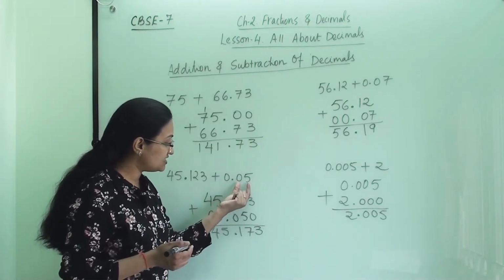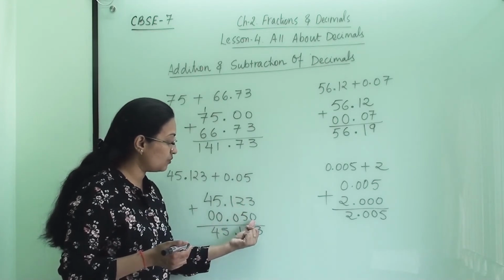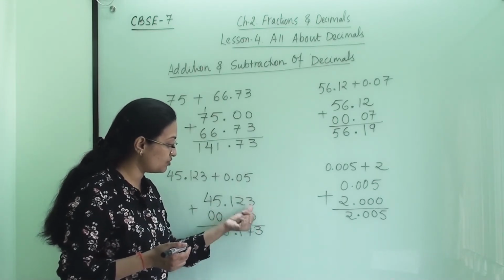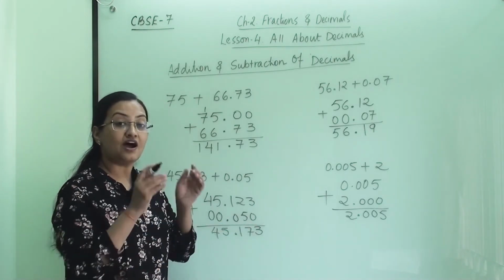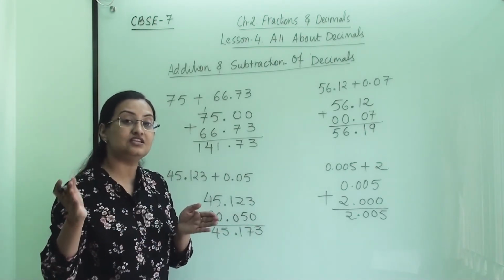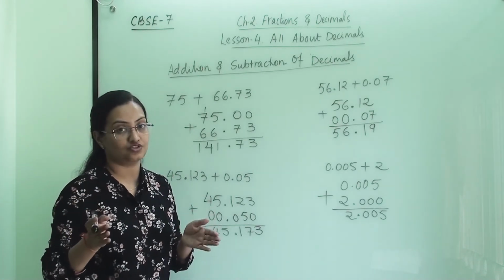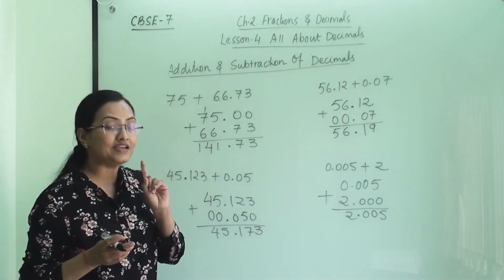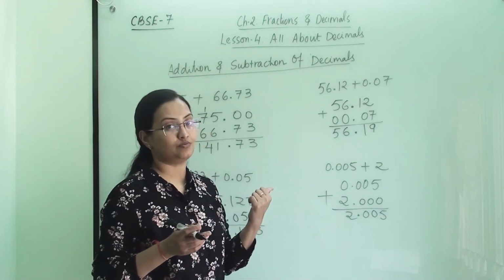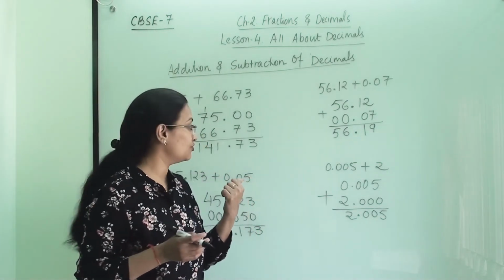0.05 is there. We require one more zero here to match the above number. Right? Because here nothing is there. So we can add 0. After the decimal we can add zeros, as many zeros as we want to match the above number. Right? But we cannot add any zero before the decimal point. We cannot add any zero before the decimal point.